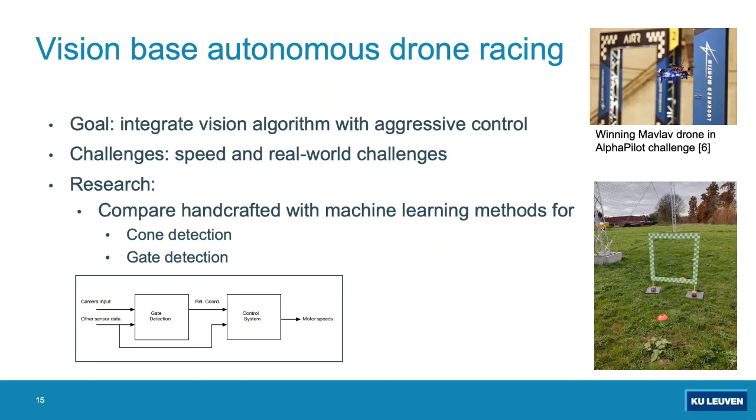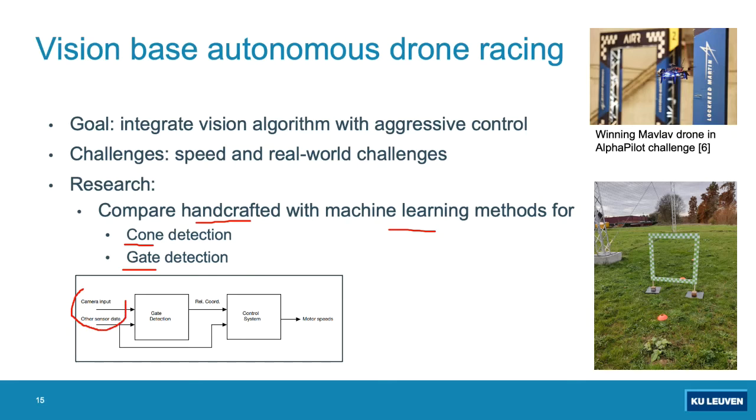Okay. So basically, what is the input? We have our camera input, and potentially we also use IMU data, and we provide the relative coordinates of the next few cones or gates combined with the orientation. So it's a little bit like we gradually increase the information provided to the control.